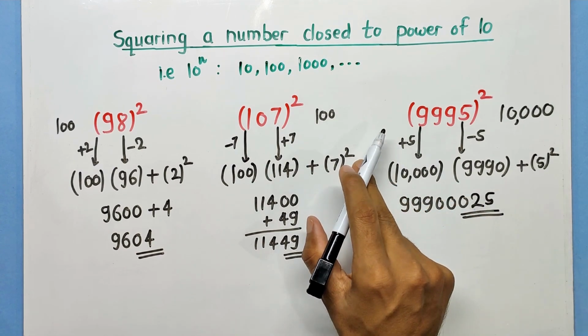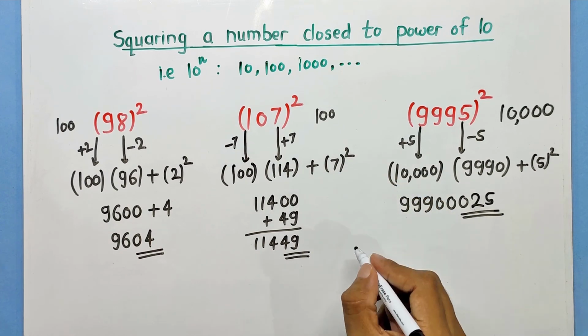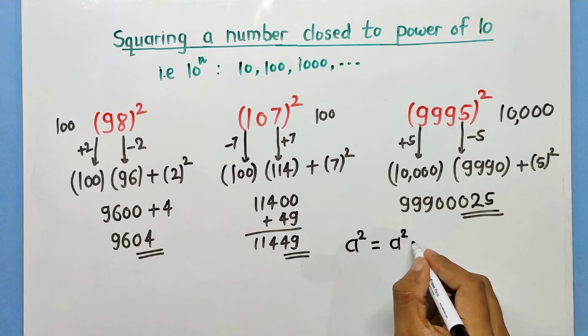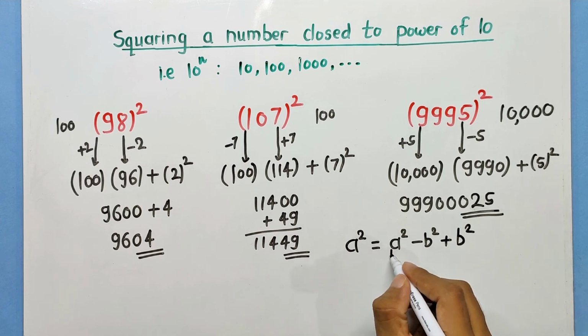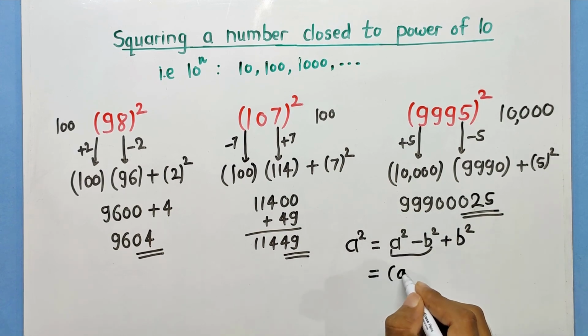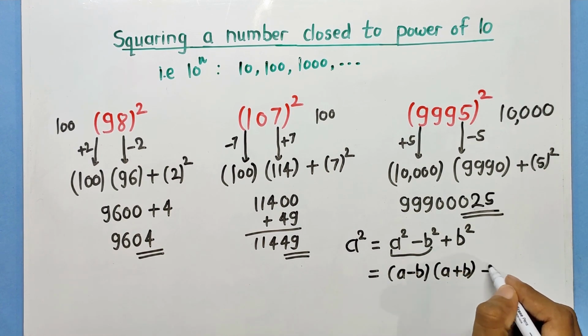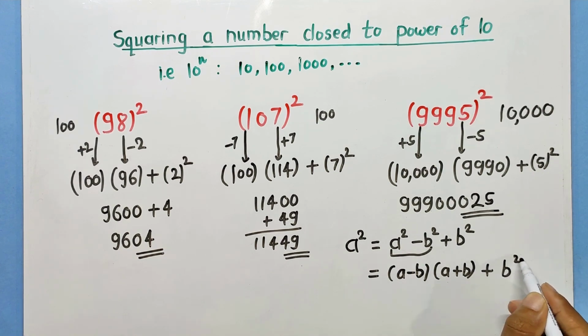Now let's see how this method works. Because understanding the method lets us not have to remember the method. We can write the square of any number, that is a square, as a square minus b square plus b square. And we can write a square minus b square as a minus b into a plus b, plus this b square. So to get the square of any number, we are subtracting a number which will make this multiplication simpler, and we are adding the square of this number. So this is how this method works.